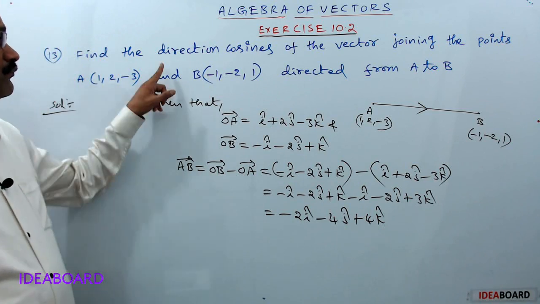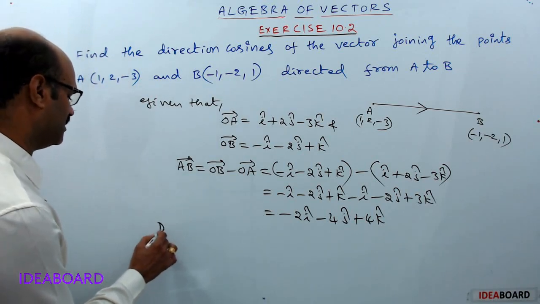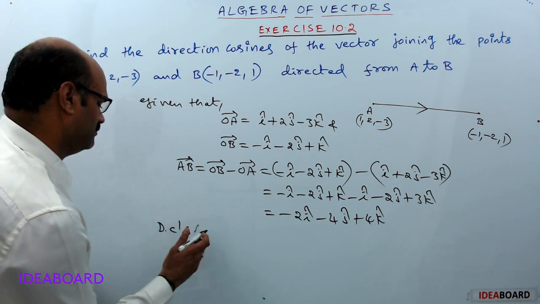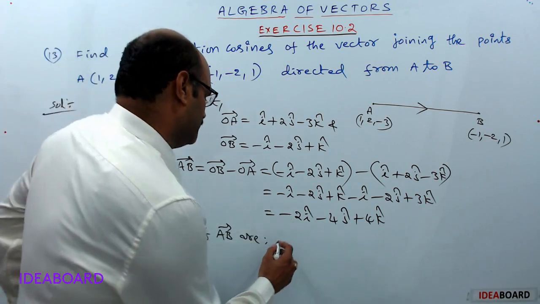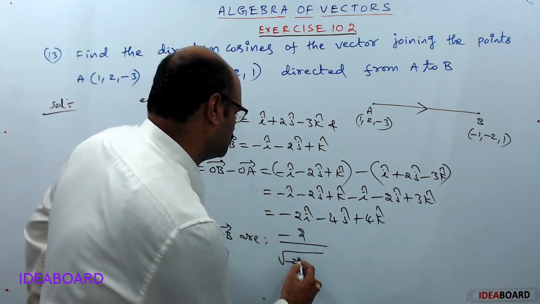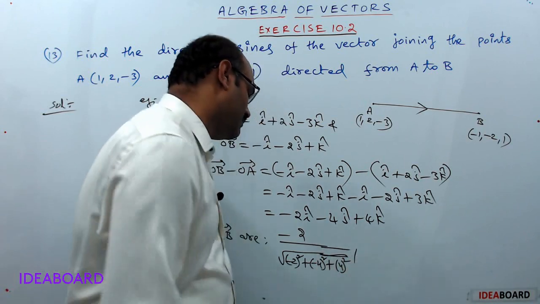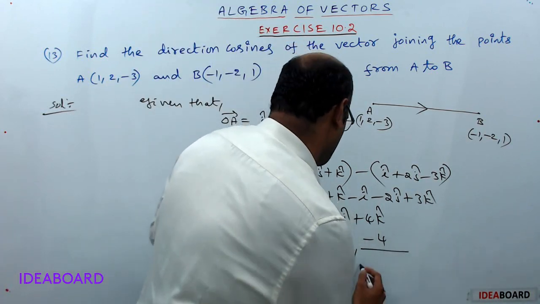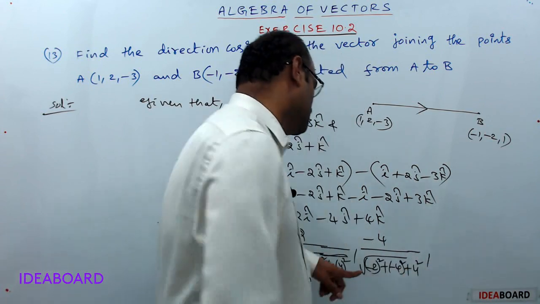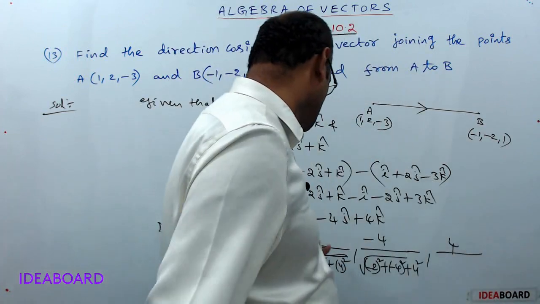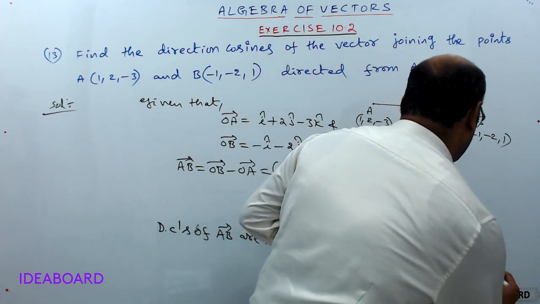Now, we have to find the direction cosines of this AB vector. So, direction cosines of AB vector are minus 2 upon square root of (minus 2) whole square plus (minus 4) whole square plus 4 square, comma, minus 4 upon square root of (minus 2) whole square plus (minus 4) whole square plus 4 square, comma, 4 upon square root of (minus 2) whole square plus (minus 4) whole square plus 4 square.